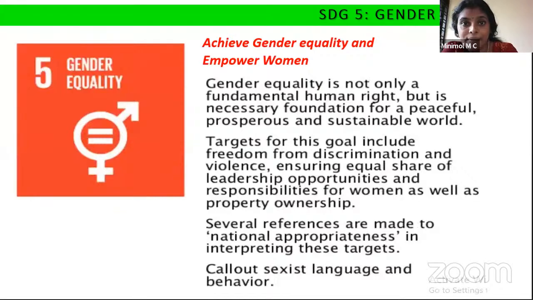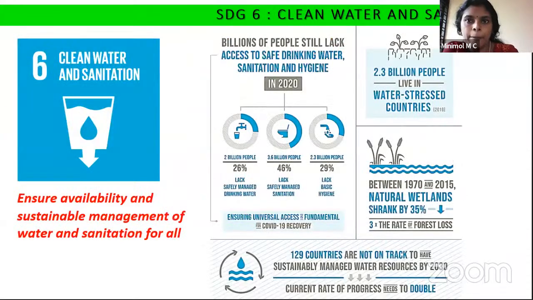SDG 5 aims to achieve gender equality and empowerment of women. Targets for this goal include freedom from discrimination and violence, ensuring an equal share of leadership opportunities and responsibilities for women, as well as property ownership.